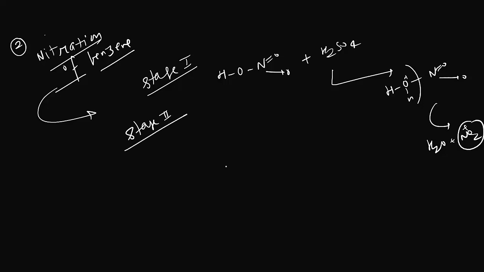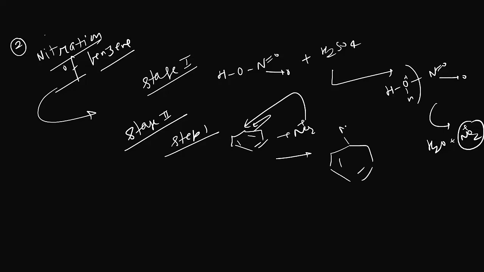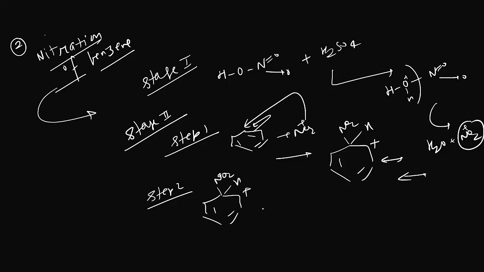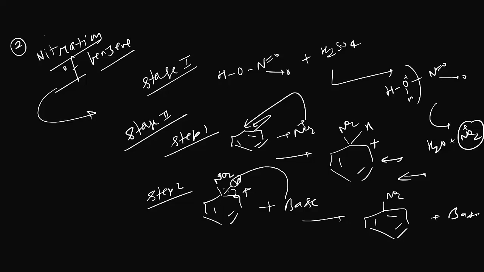So stage 2 comes into the picture. Stage 2 has two steps. Step 1, attack of NO2 plus; you can write all resonating structures. Then step 2, the base attracts and removes the H. This way you get the final product, nitrobenzene. The H gets connected with the base. The main product is this one only. You copy this also.